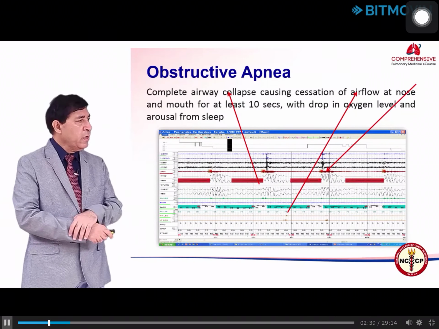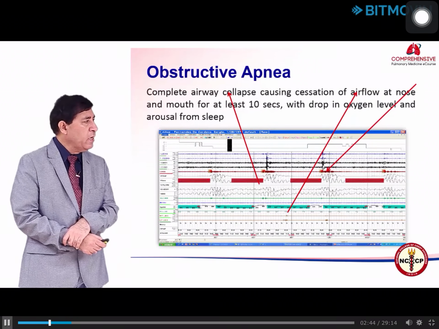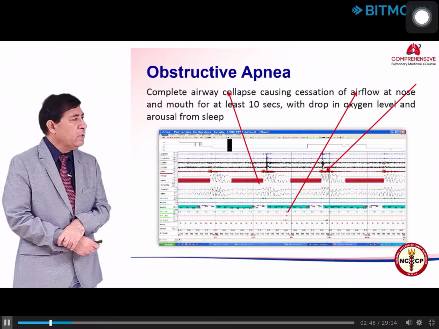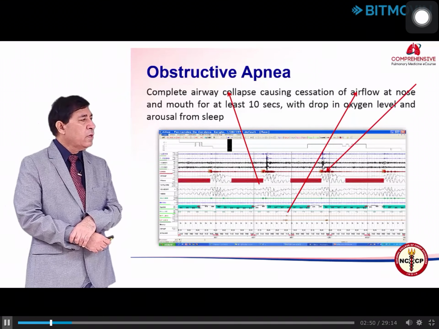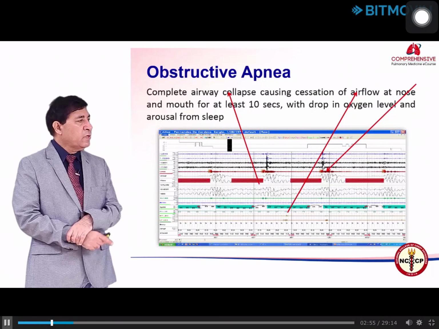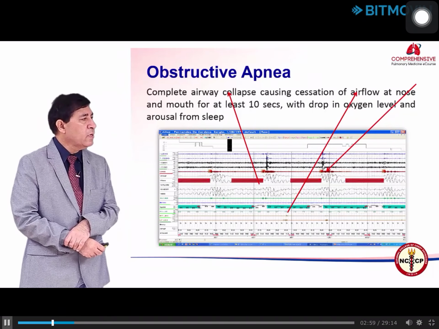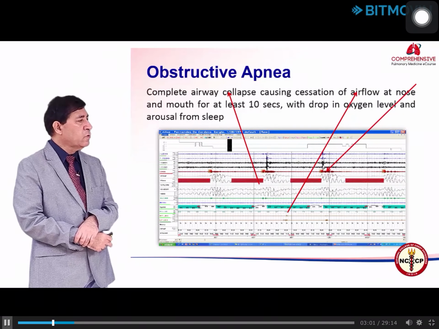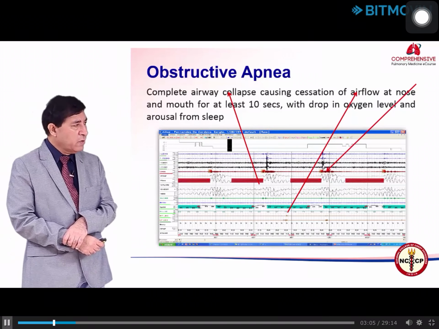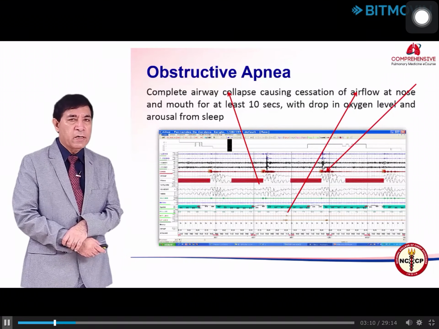If you see here in this polysomnogram, you can very clearly see, where you have the red bars, that there is a complete cessation of flow, and then this is terminated by an arousal, and then the patient breathes for some time and again there is no flow, and then there is an arousal. This is also associated with significant desaturation, as you can see in the green bars here. So, this is a typical case of obstructive apneas.